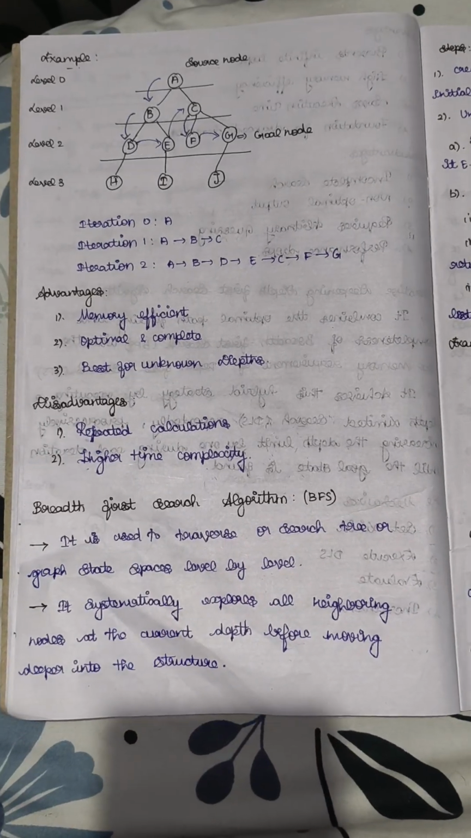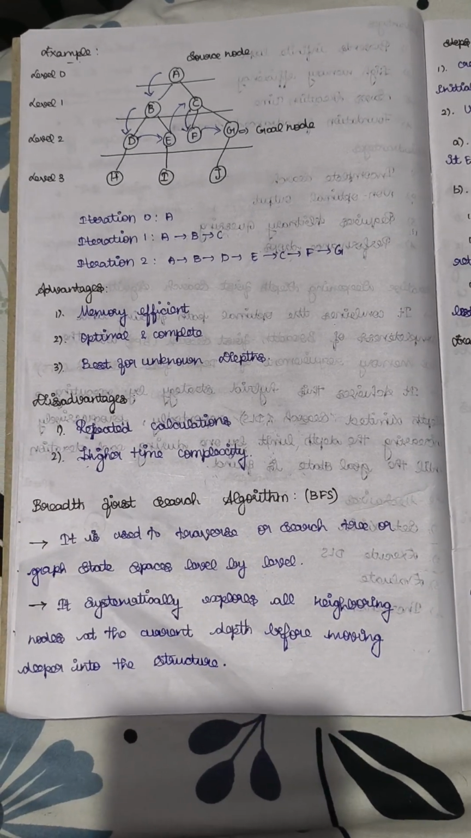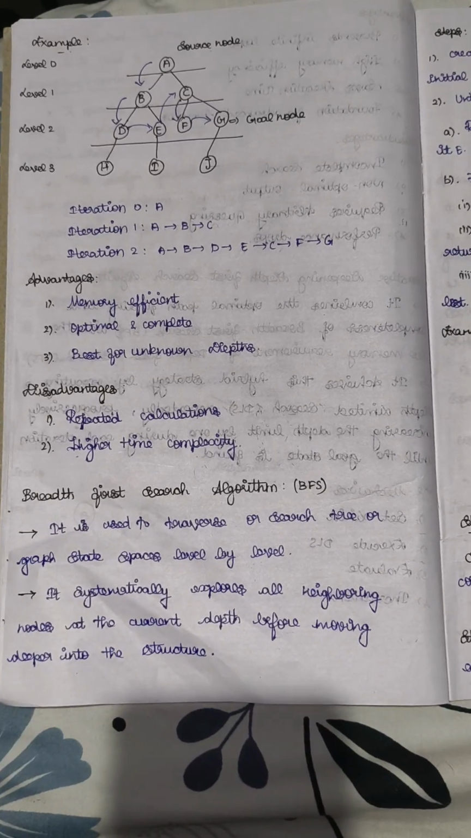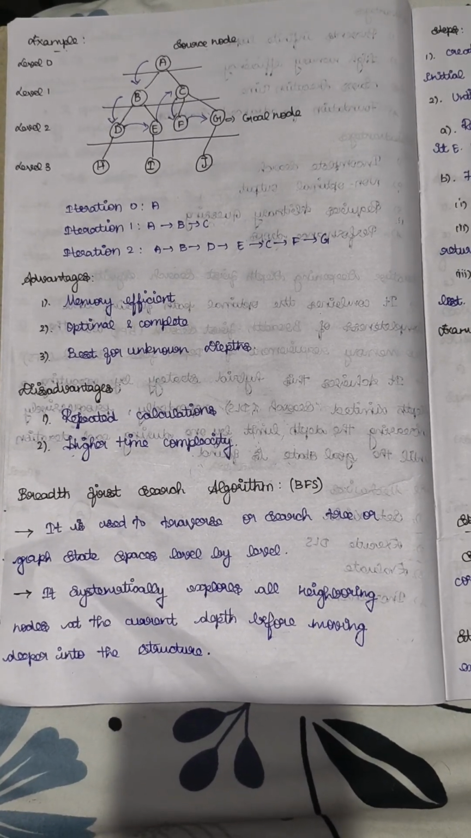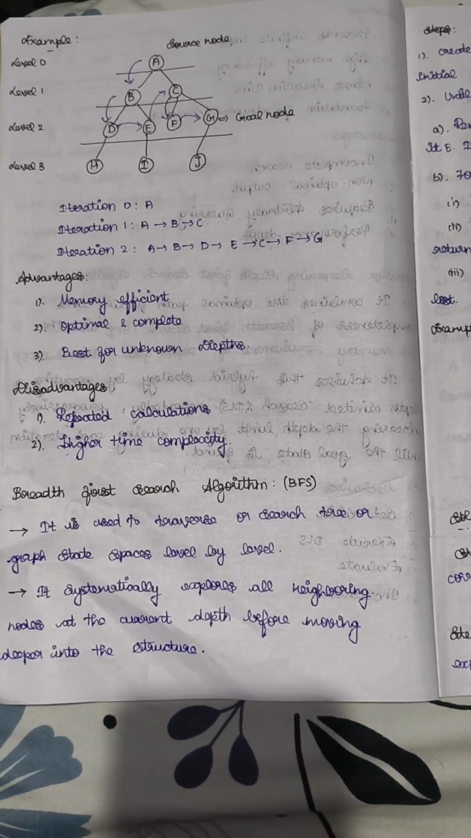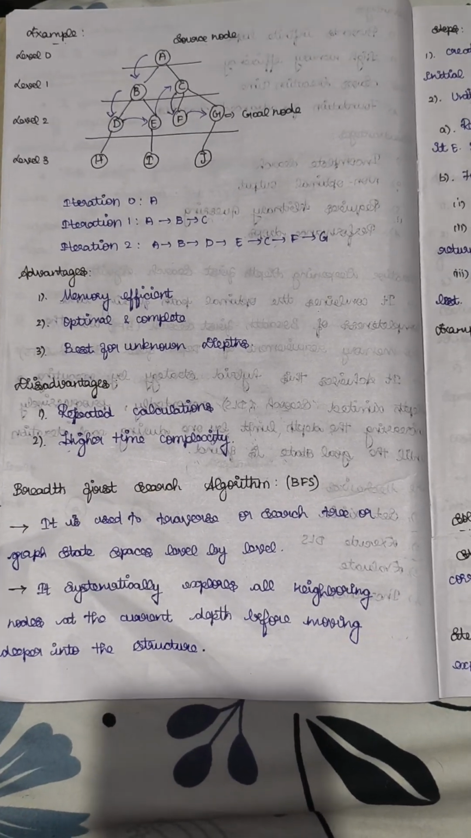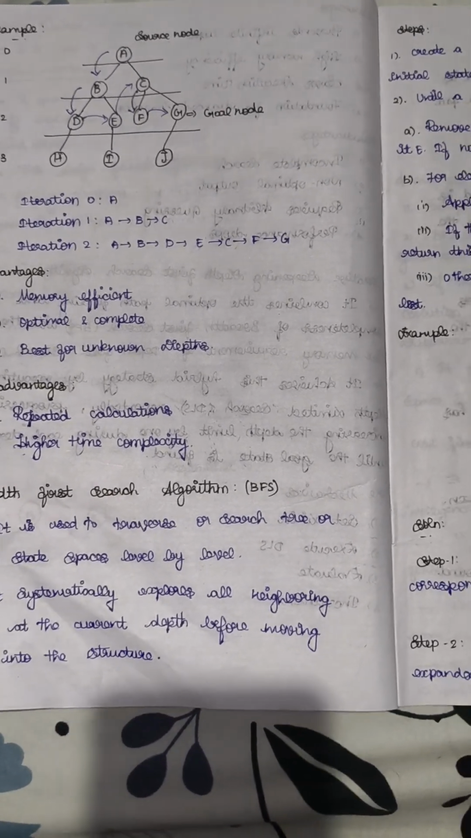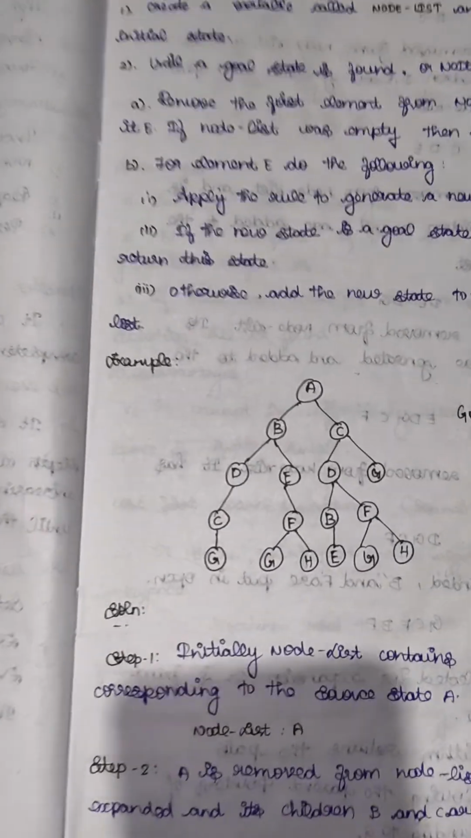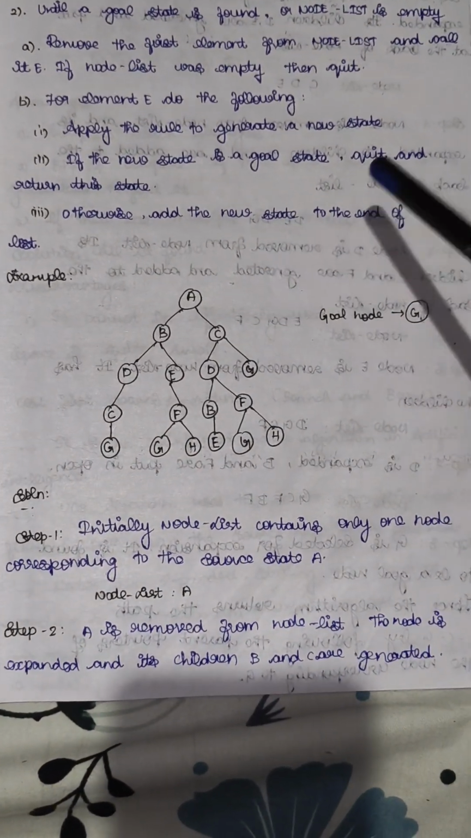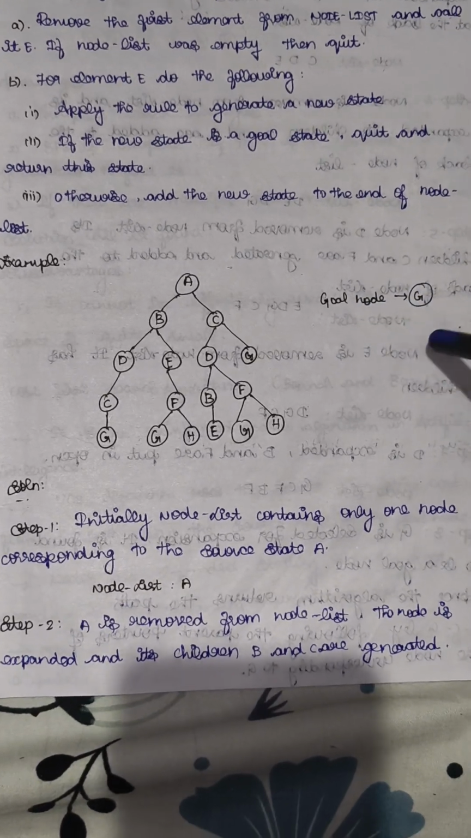The next topic is the breadth first search algorithm. As I said before, in depth first search we add the child node in front, whereas in breadth first search we add the child node at the back side. Let us see one example. Let us consider this network. In this, A is the source node as usual and G is the goal node.